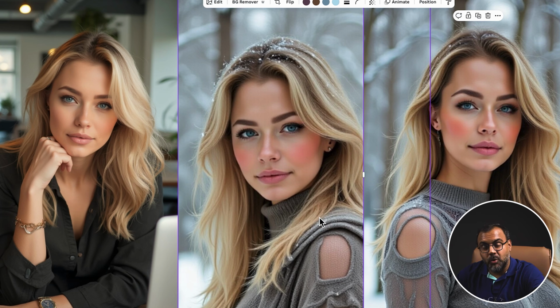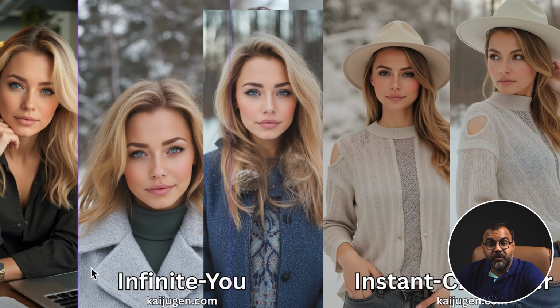Having said that, when you don't have the time or inclination to train a LoRA, some of these options are really good bets. Infinite U is fantastic, as is Instant Character. And in fact, I used Infinite U and Instant Character images to train this LoRA.